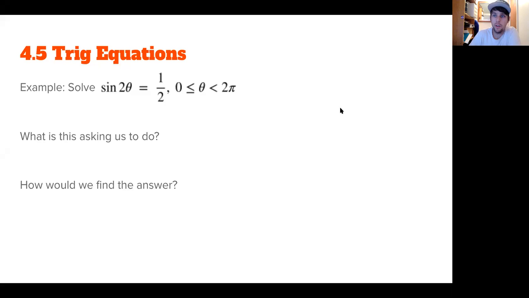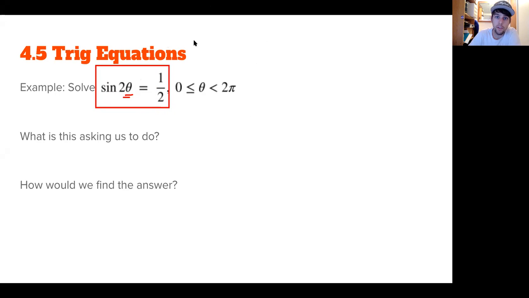All right, so we're going to be doing lesson 4.5, solving trig equations. So here we have an example of the kind of thing that we're going to be looking for. Solve sine 2 theta is equal to 1 over 2. So what is this asking us to do? Again, I'm kind of just looking at this part right here for right now. This is asking us to find the angle. So solve for our variables, find the angle that satisfies this, that if I multiply the angle by 2, I get a sine ratio of 1/2.